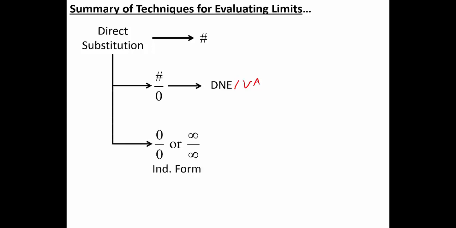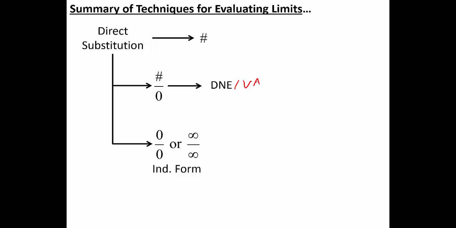Or option 3 is you get an indeterminate form. Now, we just looked at the indeterminate form 0 over 0. There are actually a bunch of different indeterminate forms, and if you take a calculus class, you'll learn about all the different types. The two that you typically deal with in a pre-calculus class are 0 over 0 and infinity over infinity. We're going to talk more about infinity over infinity when we get to lesson 3. But for now, we're just going to stick to the 0 over 0 situation.